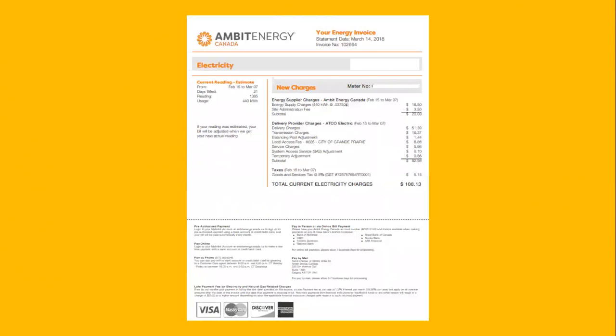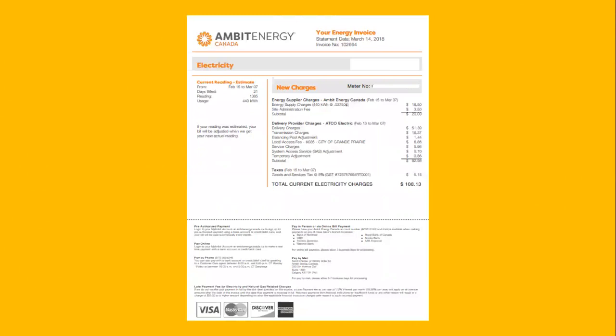Then you have the delivery provider charges. Everyone charges this. Everyone has to add this onto the bill, the delivery charges. We actually take this money when the customers pay Ambit. Ambit will take this money and remit it back to, in this case, ATCO Electric. So these delivery charges, again, I'm going to say that no one can impact these.